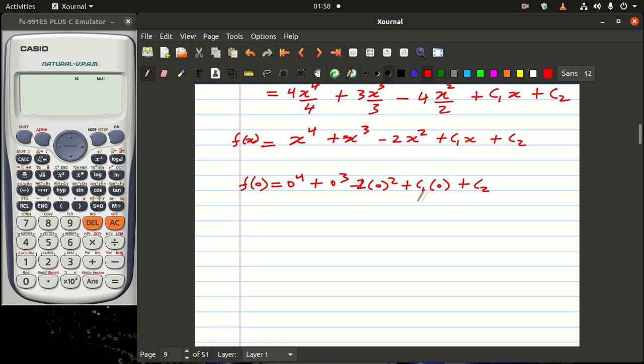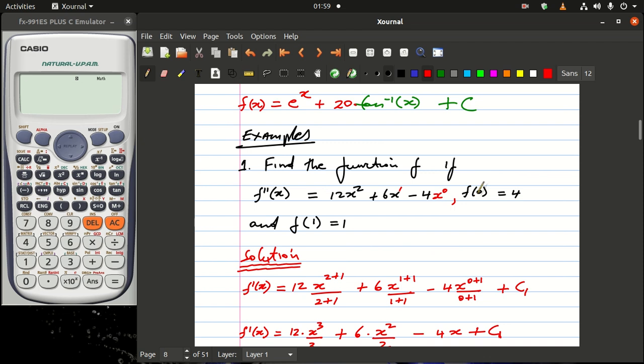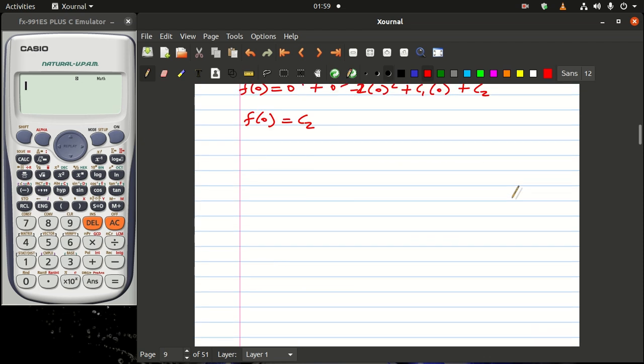Whatever the value of c1 is going to 0, we're left with that. So f of 0 is equal to c2. But I know from this statement that f of 0 is equal to 4. So this one is supposed to be 4, which simply means that our c2 is equal to 4. And therefore, our f of x is going to be the same as x to the power 4 plus x to the power 3 minus 2x squared plus c1x plus 4.